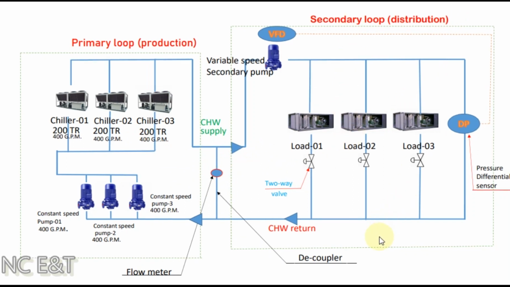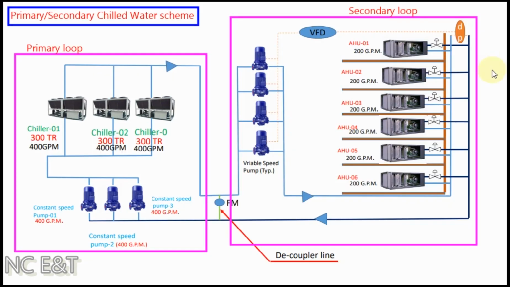The function of the decoupler or bypass line you can understand when we make the study of the operation of the total chill water piping network. To understand the behavior of primary and secondary chill water system during operation, first we will make the study at full load condition, then we will proceed to make a detailed study at part load condition.